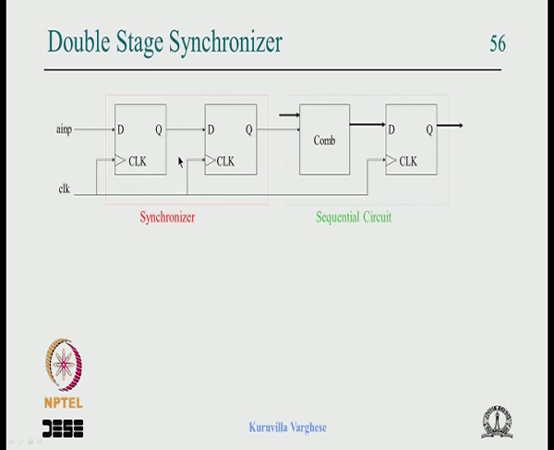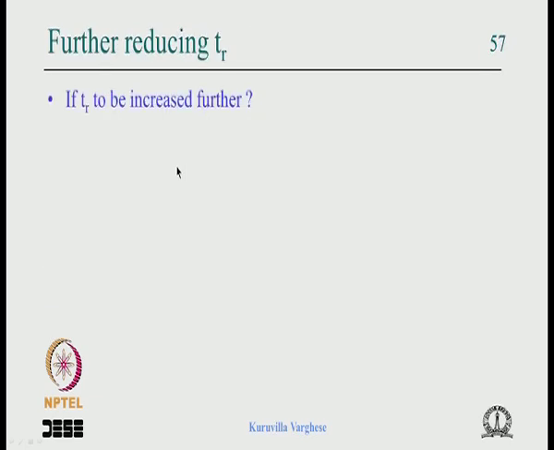Now the time available for this to come out of metastability is the clock period minus the setup time. But the price we pay is a 2 clock period latency. So if something happens here, in the worst case it will appear here after 2 clock periods. And of course, in terms of area, we need 2 flip flops.